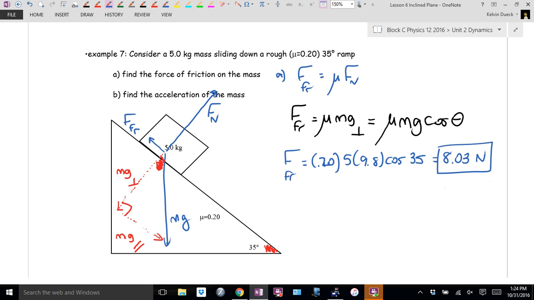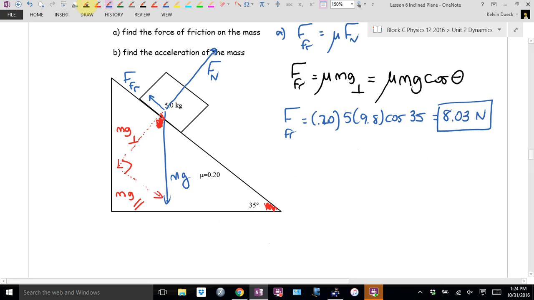All right. Hedrick, what does B want me to find? Acceleration. Okay. Which way is it accelerating? Down the road. Who's winning? Don't say MG. G parallel. Nice. So you ready? I'll do the acceleration down here. I've just decided that's my winning direction, down the ramp. Are there any other winning forces pointing down the ramp? No. If there were, plus signs. Are there any losing forces pointing up the ramp? Oh, loser.